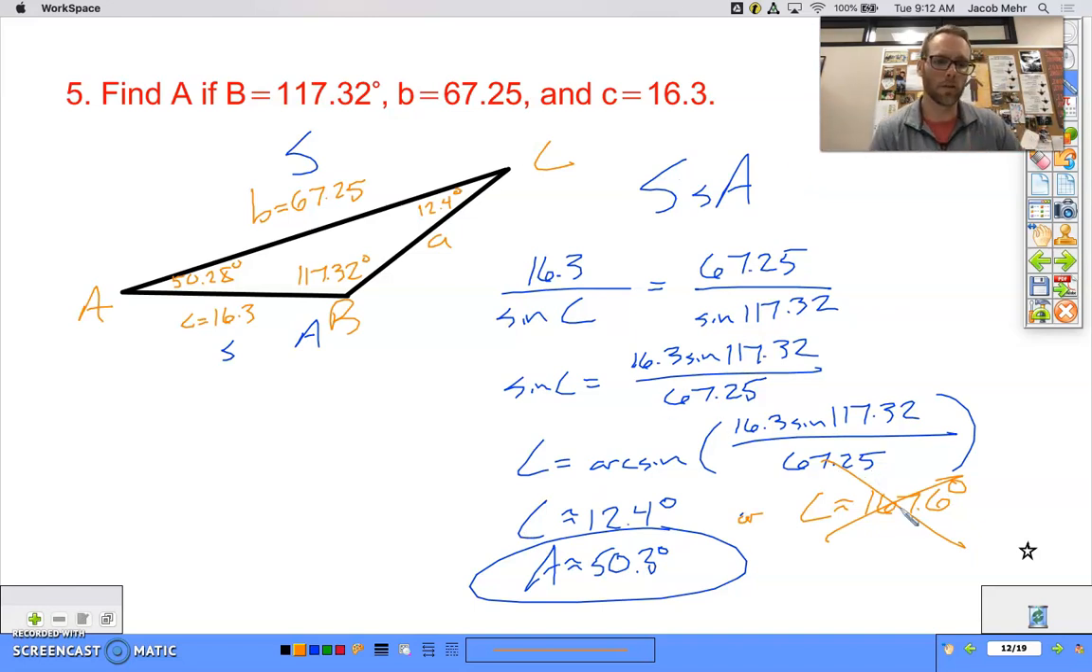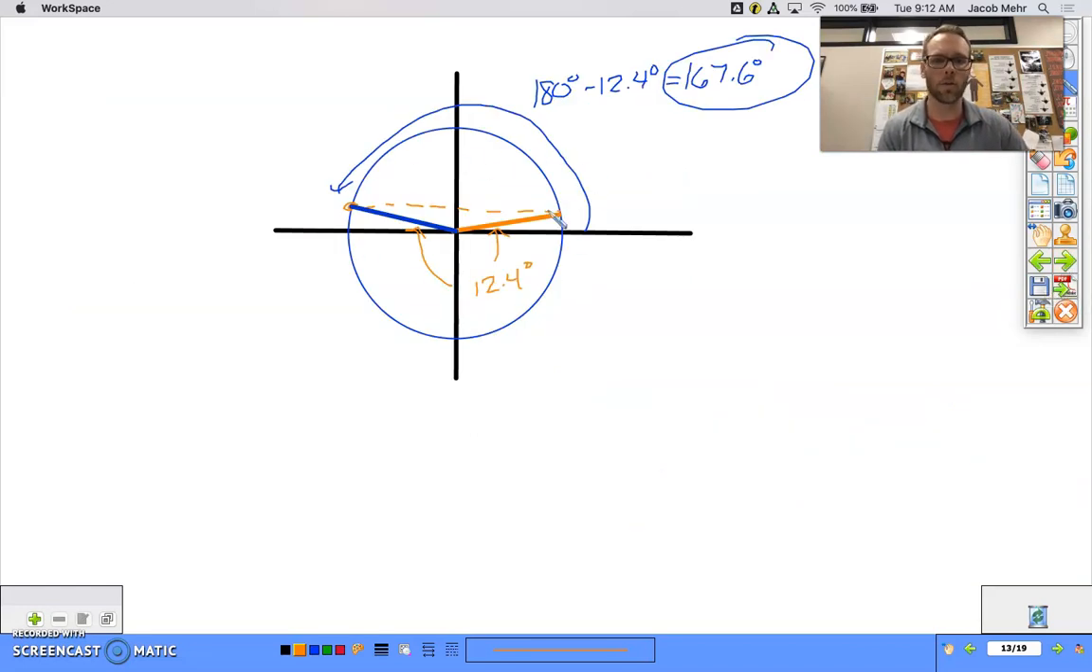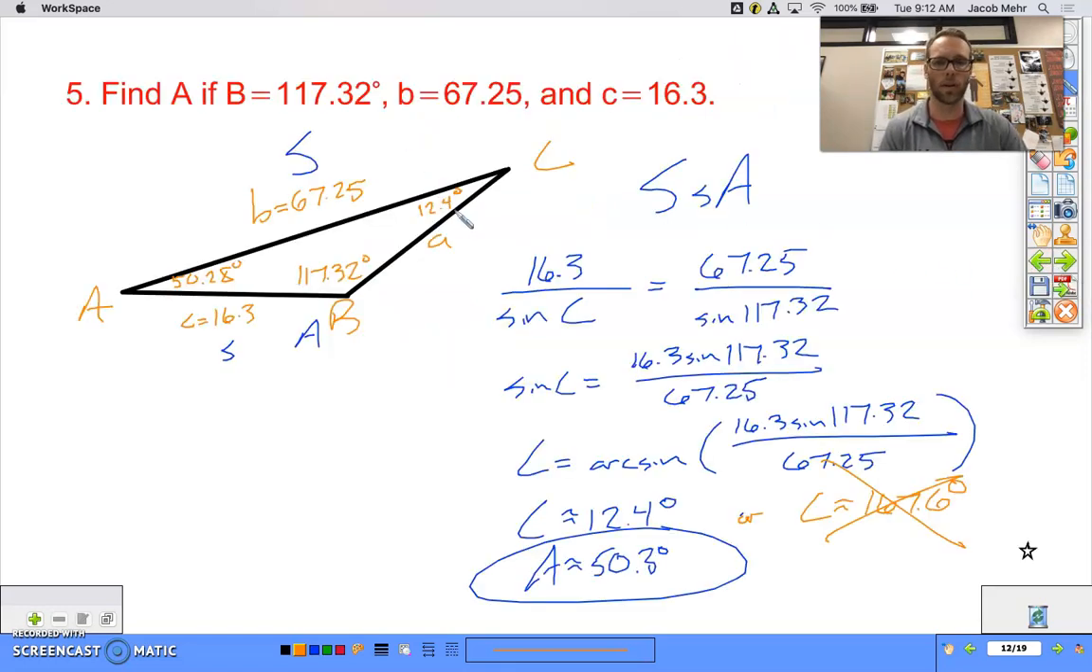But this is how you can confirm, by looking at your unit circle, finding that other angle that has the same value for sine, and looking at what happens when you put it in. It's not possible for that to be 167.6 degrees. Just not possible. There's only one possible triangle here.